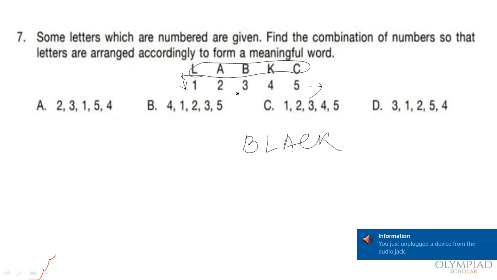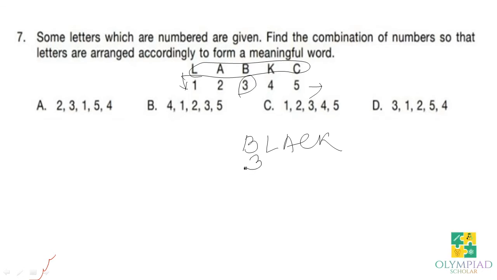Here B is 3, L is 1, A is 2, and C you will get as 5 and K as 4. So you have to check the number, that is 31254. 31254. Option D is correct.